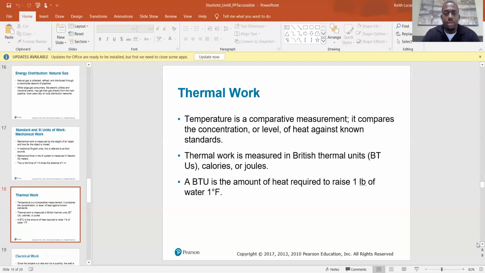Thermal work. Temperature is a comparative measurement. It compares the concentration or level of heat against known standards. Thermal work is measured in British thermal units, or BTUs, or calories, or joules. A BTU is the amount of heat required to raise 1 pound of water 1 degree Fahrenheit.